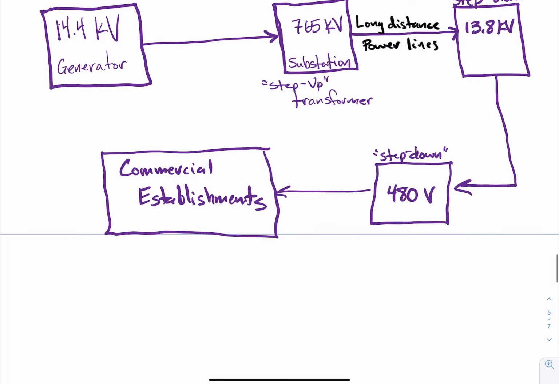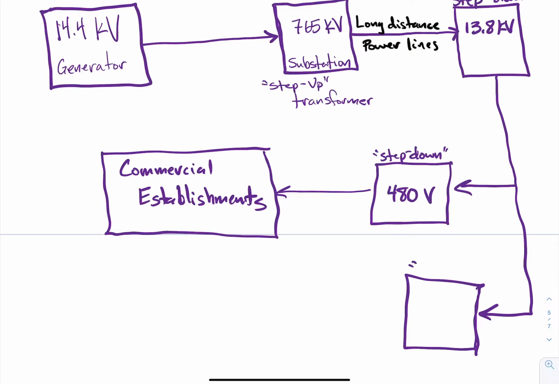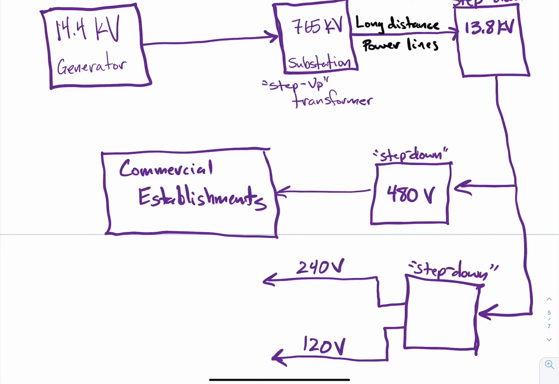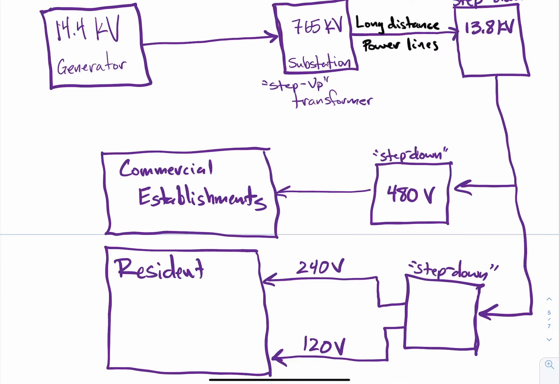So it can either go from here down to here, be stepped down to the 480 volts, and that gets distributed to commercial establishments where they deal with it, or it can get brought down to a different step-down transformer. And that one will go out in two ways. So one avenue will be stepped down to 240 volts, and one will be stepped down to 120 volts. Those should sound familiar. And of course, those are going to go out to residential establishments, like your house.